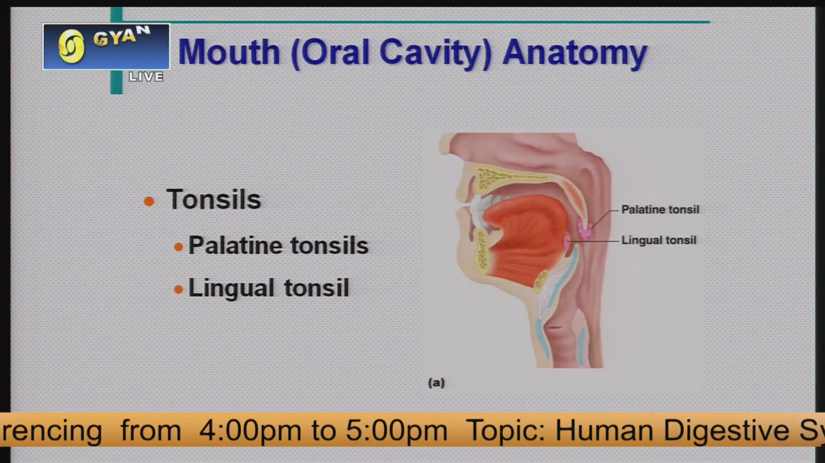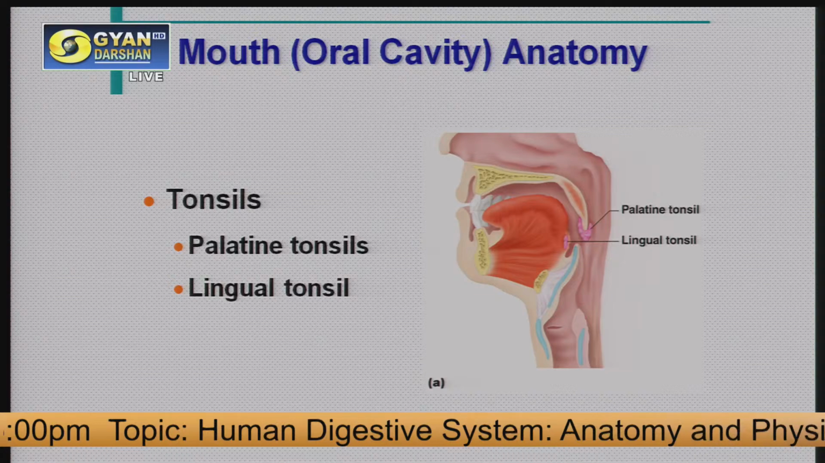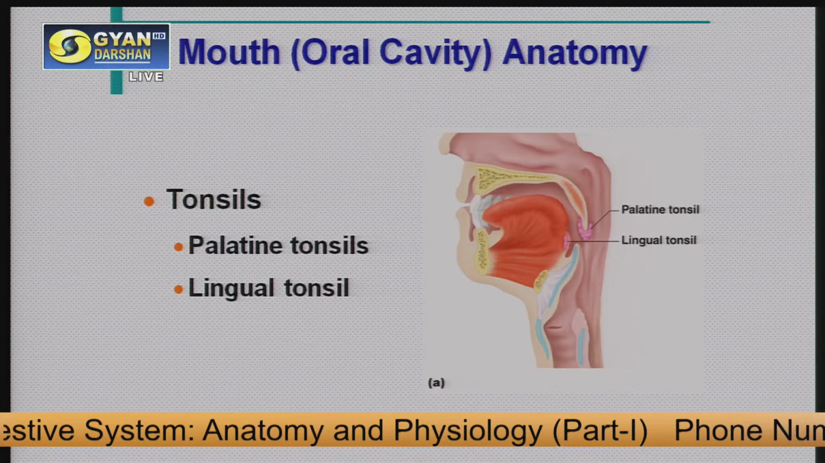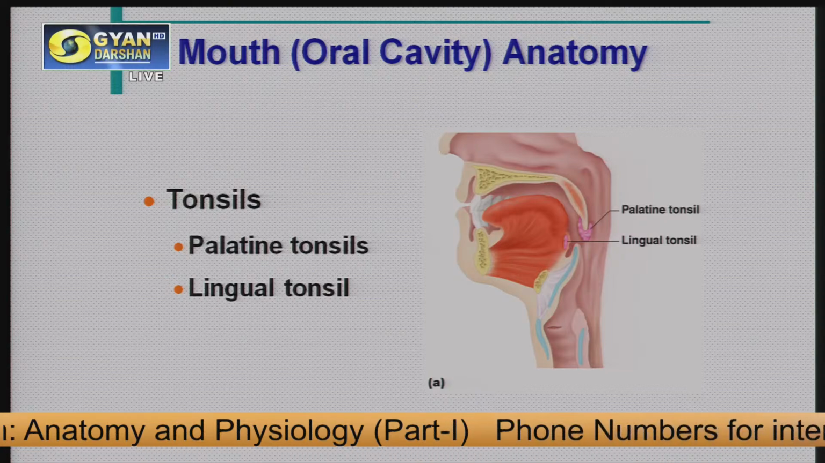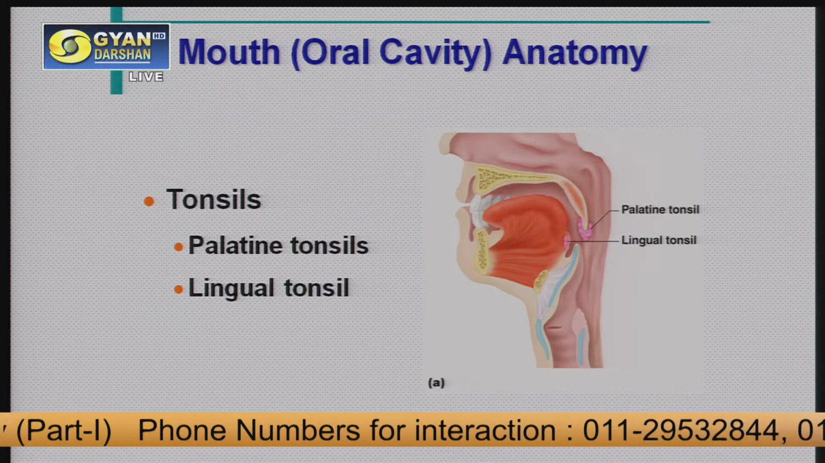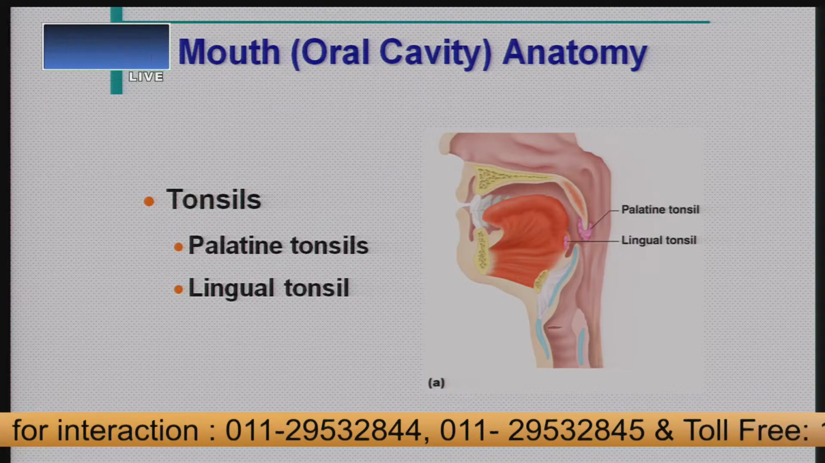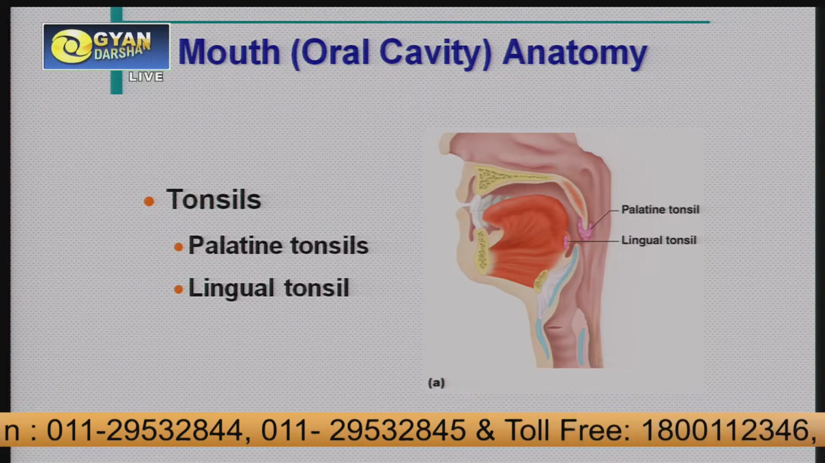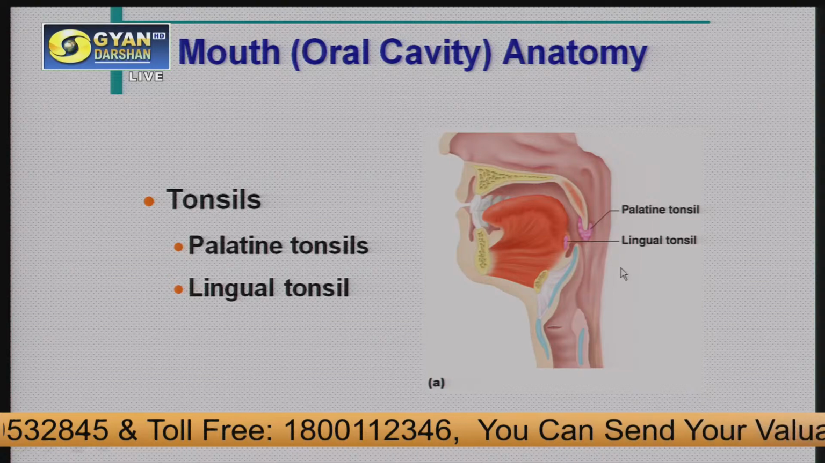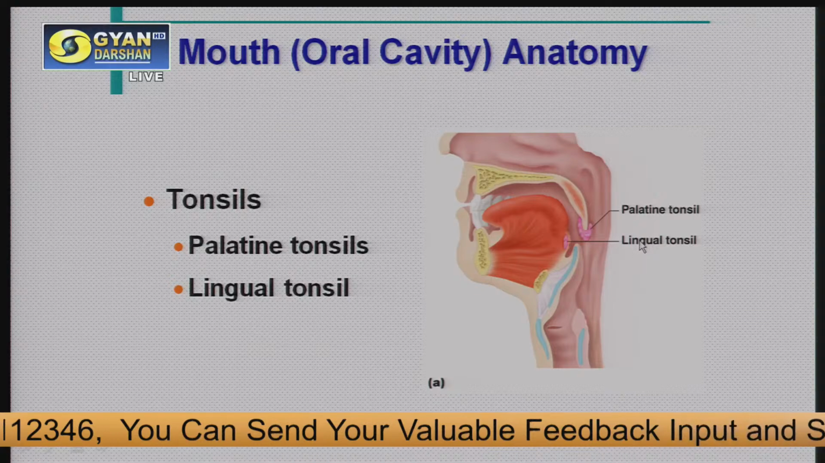Now tonsils, you must have heard that in some people the tonsils become enlarged and it causes tonsillitis. But tonsils are guard cells. We should not remove the tonsils, okay, because they help our body. If the tonsils are removed, many disorders can occur. And there are two types of tonsils, that is the palatine tonsils and the lingual tonsils. And you can see the spacing, these are the palatine tonsils and these are the lingual tonsils.